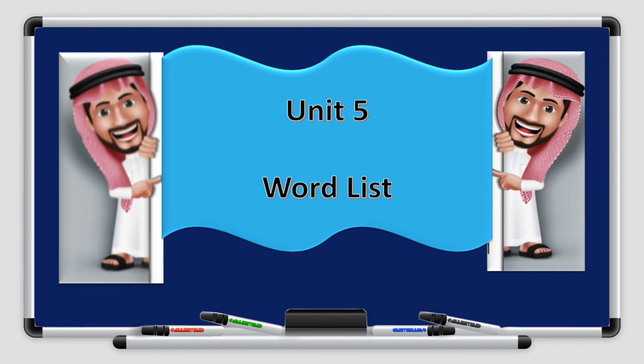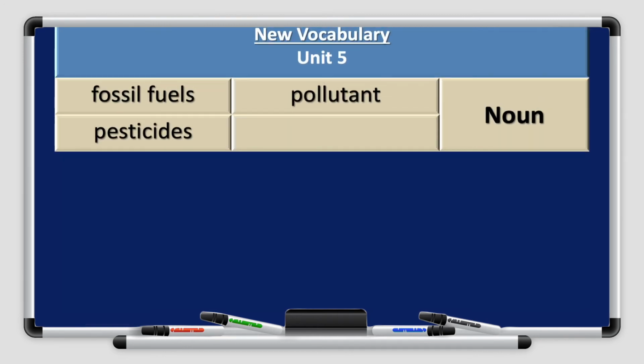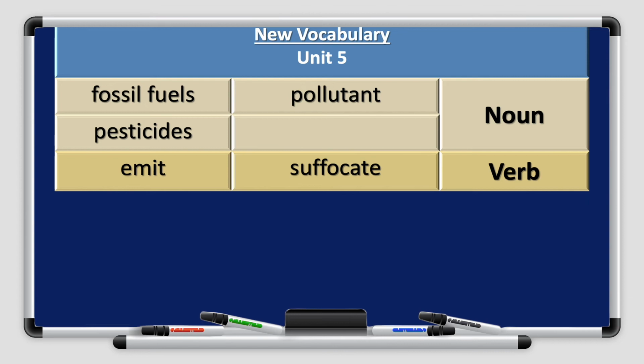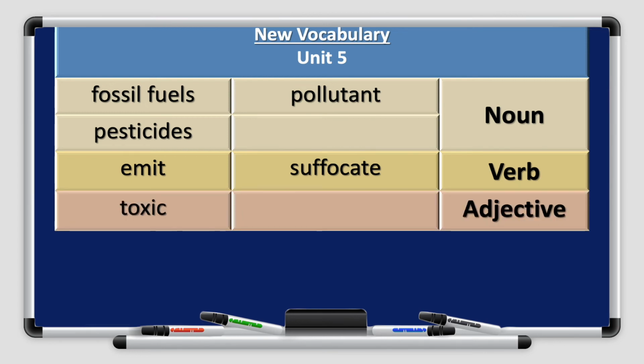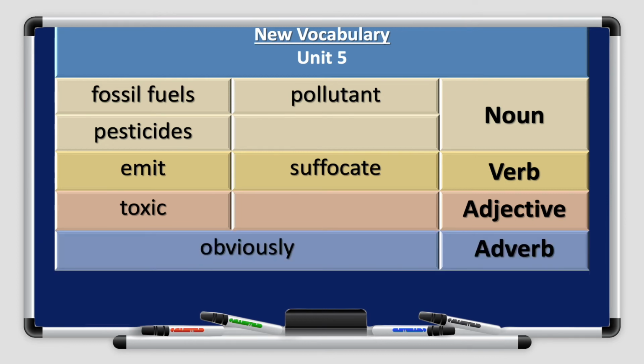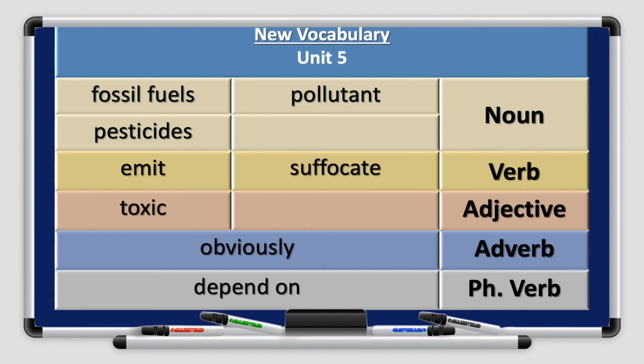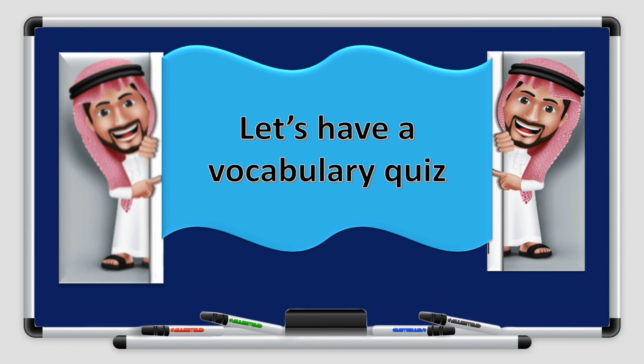In this unit, we covered the following words: fossil fuels, pollutant, pesticides for the nouns, and the verbs we took emit and suffocate. For the adjectives, we took toxic, and for the adverbs, we took obviously, and for the phrasal verbs, we took depend on. You know what time it is again? It is time to have a vocabulary quiz and exercise.